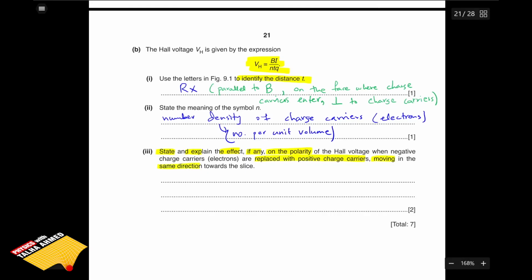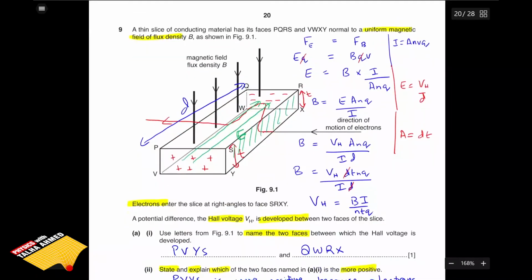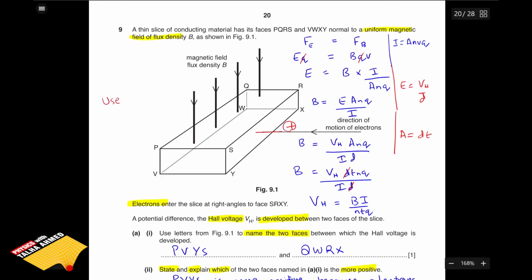So right now we had a Hall voltage where the front facing side was positively charged and the side on the other side was negatively charged. What will happen to this polarity if instead of electrons you had positive charge carriers entering from the same side and entering in the same direction? So let's just clear up this diagram and then see what will happen.